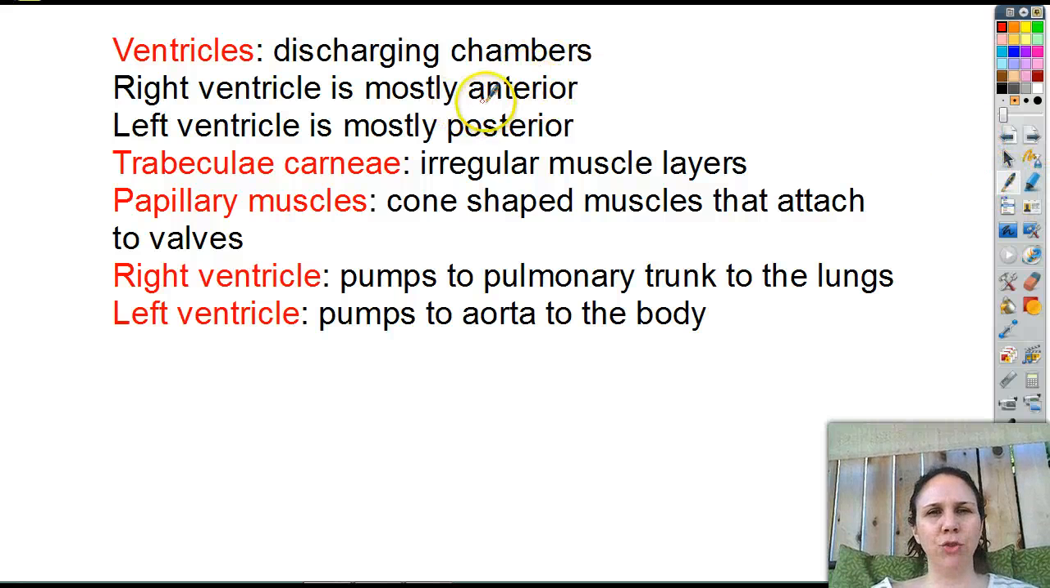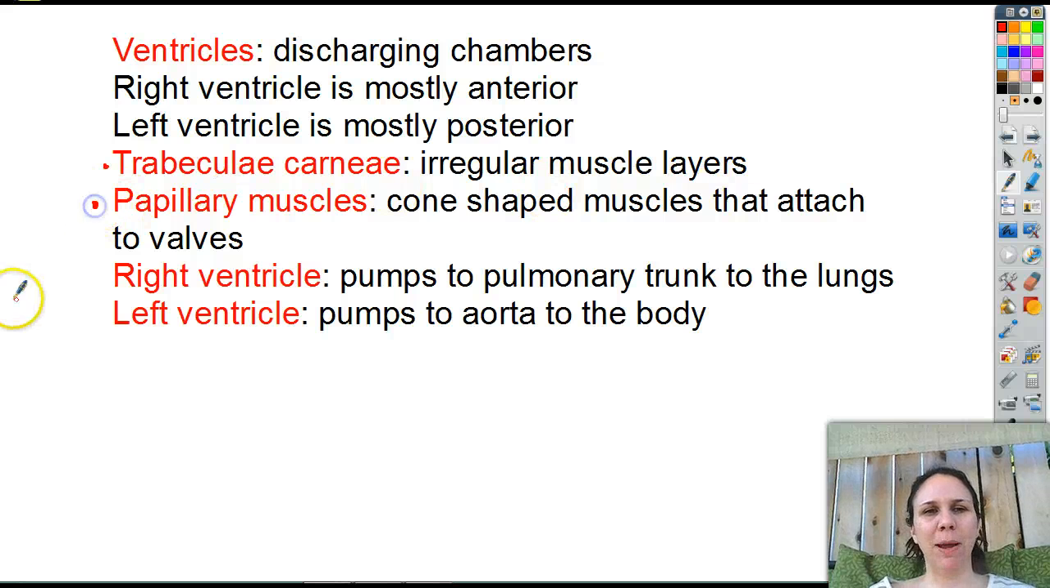Okay, so we have the ventricles, which are the bottom chambers. And the right ventricle is mostly face forward. The left ventricle is mostly face back. And inside, if you open up the heart, you're going to find these things called trabeculae carneae. Meat bridges is what this means. Remember trabeculae in bones? Carne asada, meat bridges. So these are irregular muscle layers that are found inside of the heart.